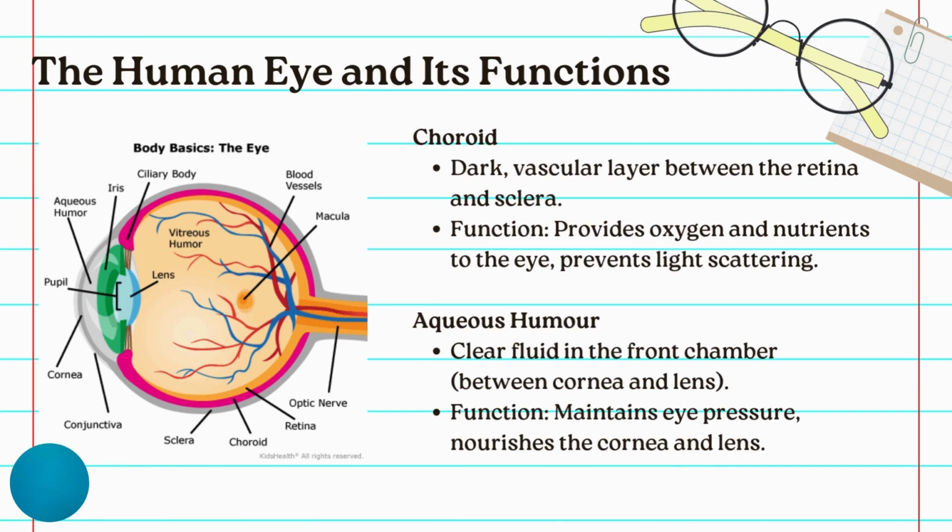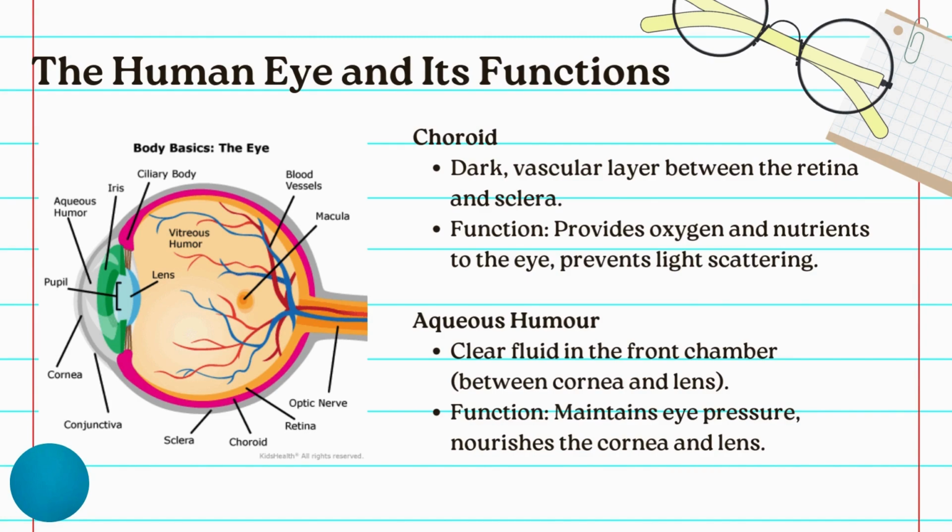And then you have your aqueous humor, which is a clear fluid in the front chamber. So right here in your front eye, you see how your eye is glossy right in front of you, like right here in your iris and pupil. It's glossy, so there is a fluid there. The aqueous humor makes sure your eye is nourished, like your cornea and your lens are nourished, and also maintains the eye pressure.